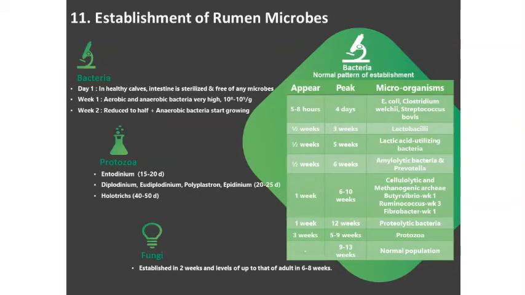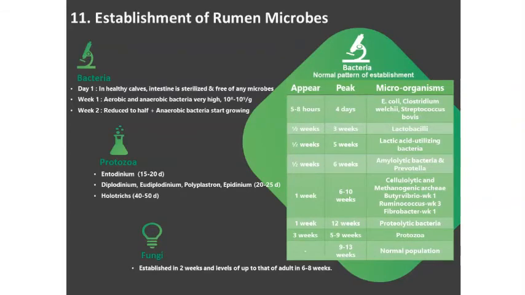From week 1 to 12, the proteolytic bacteria start establishing in the rumen content. From week 3 to 9, the protozoa get established, and from week 9 to 13, the normal population of microbes starts establishing in the rumen. The protozoa start establishing within 2 weeks of age of the animals.